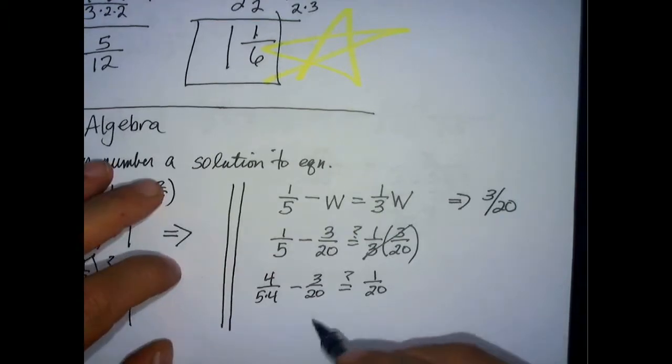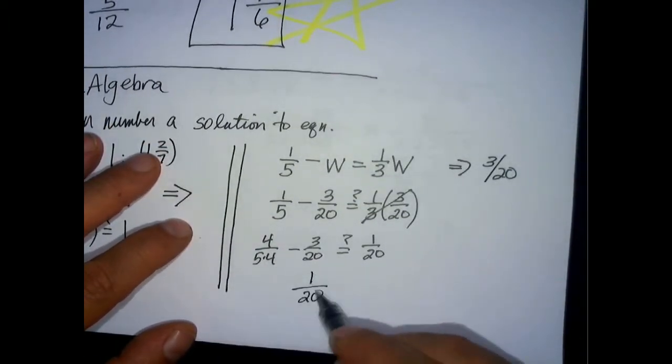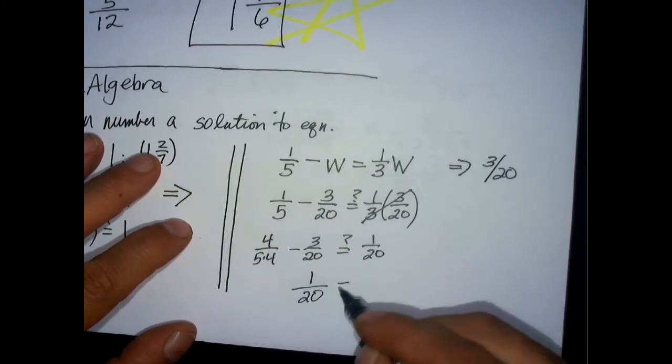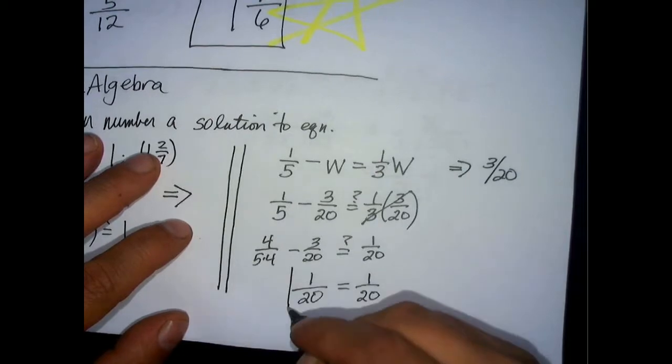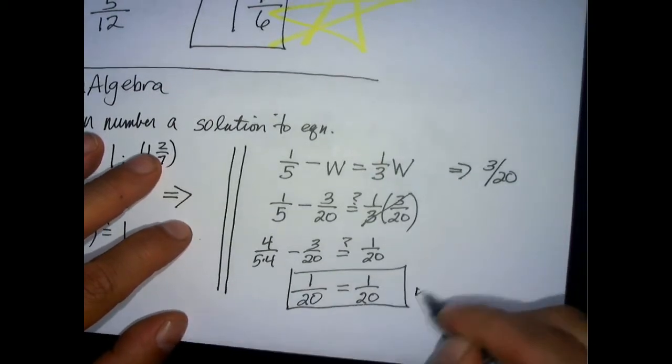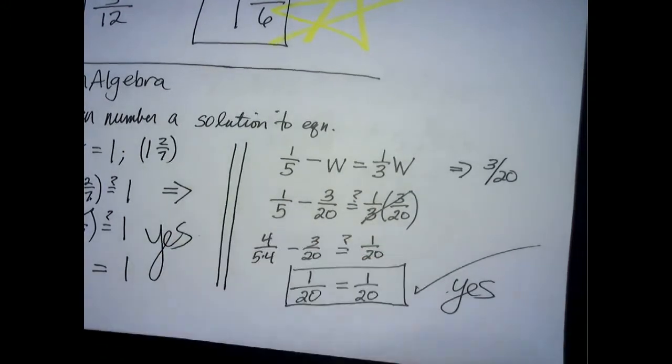What's 4 minus 3? 4 minus 3 is not 20. I said 1/20. Oh, I thought you said 20. Yes, it is a solution. Both of these are solutions.